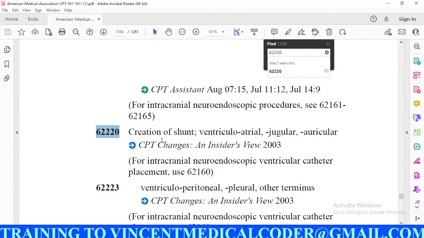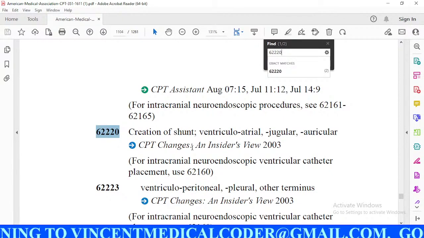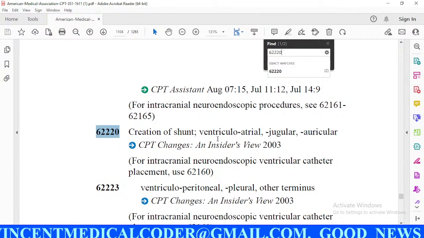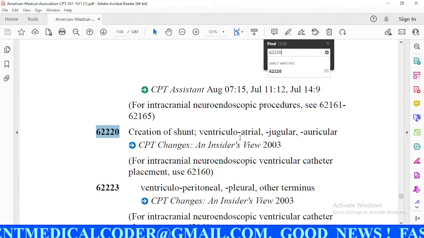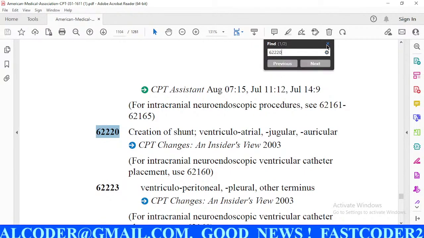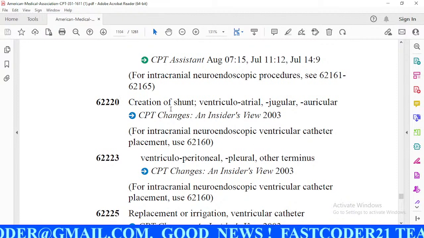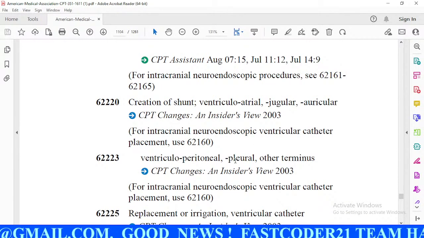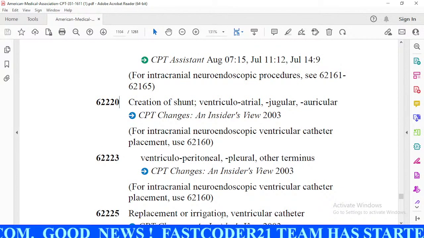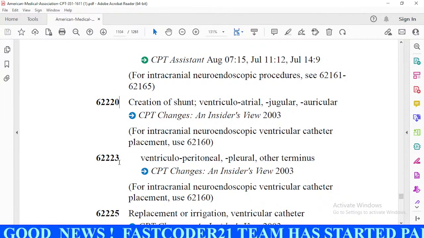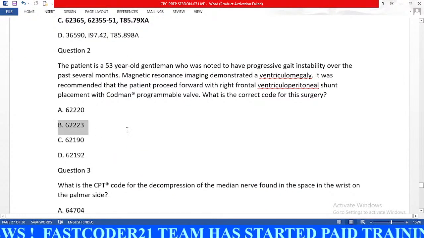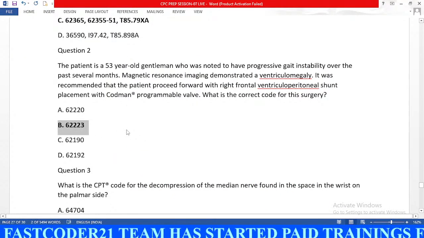We can see here 62220, creation of shunt, ventriculo-arterial, jugular, auricular. So this is also wrong, as there is no word peritoneal. So 62220 is also wrong. Next we have creation of shunt, ventriculoperitoneal, pleural, other terminus. So based on our code description as well as the procedure, 62223 is the correct answer. We'll go ahead and mark it as the correct answer.